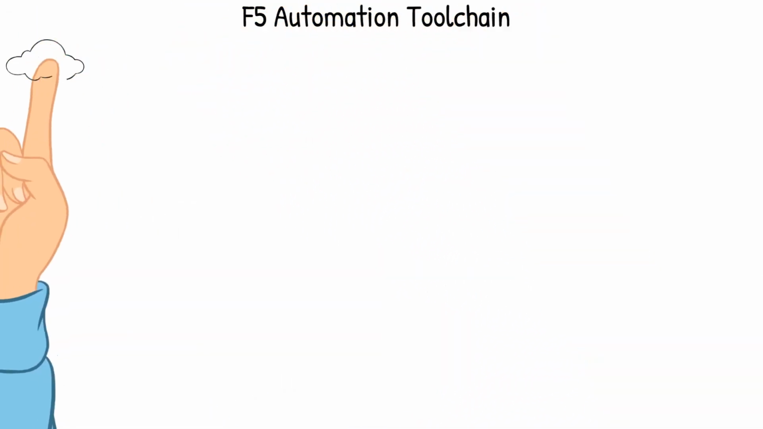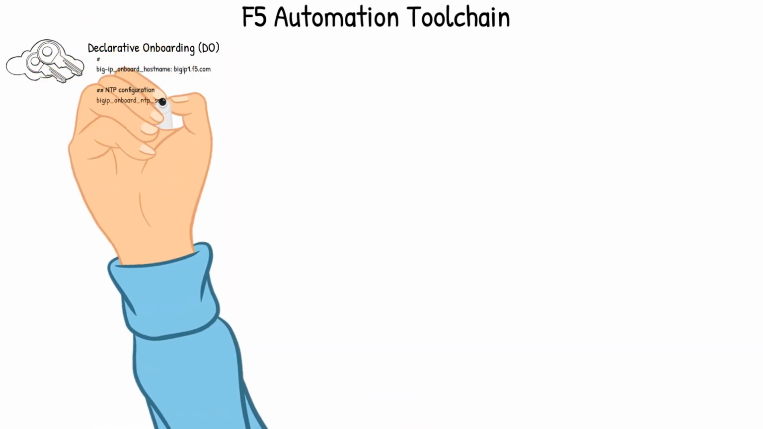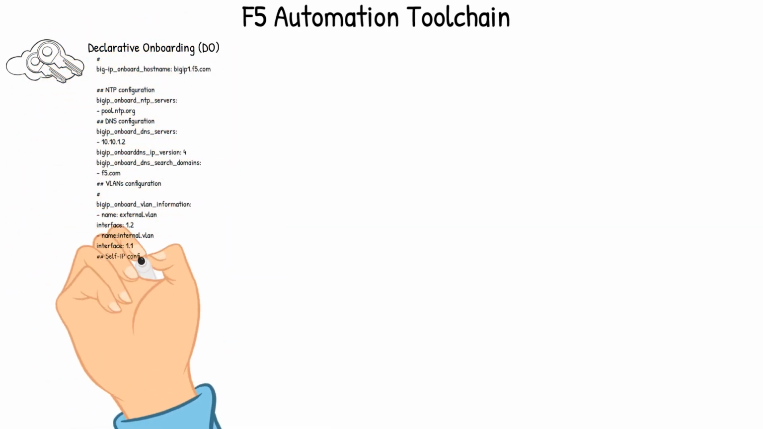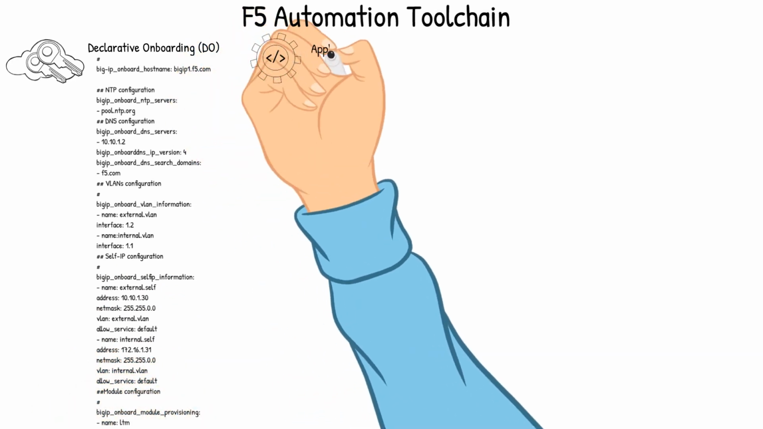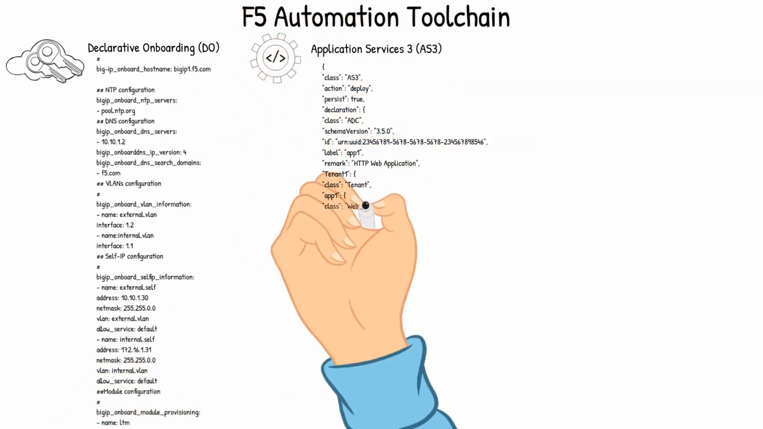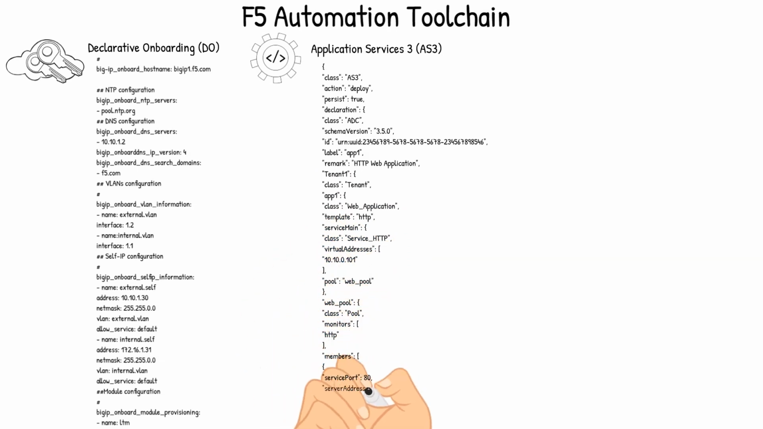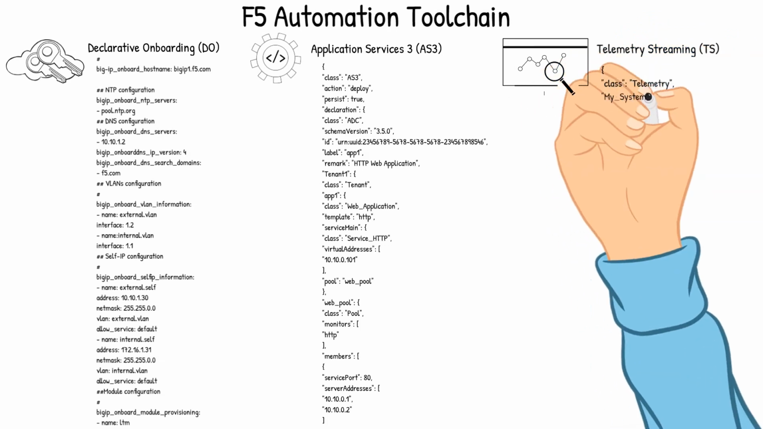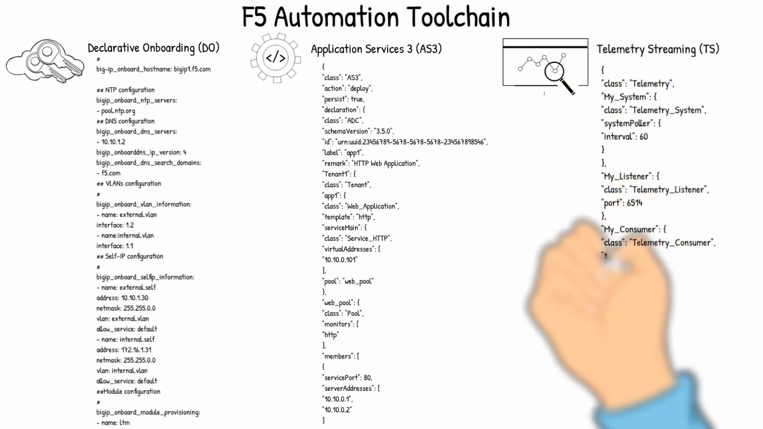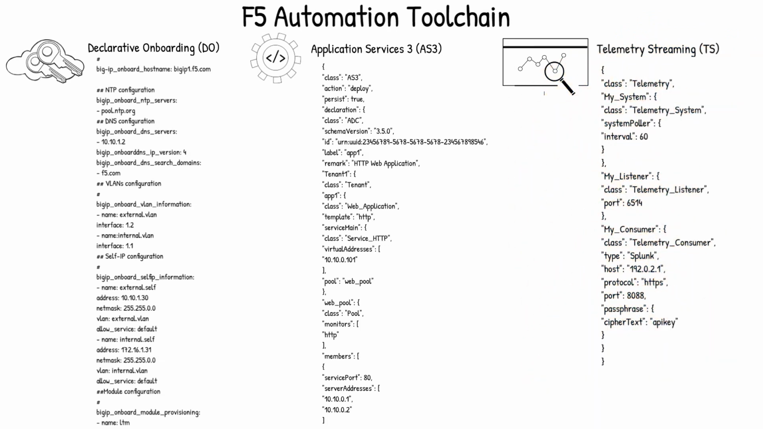F5's Automation Toolchain uses the declarative model and is comprised of the Declarative Onboarding extension for the base network configuration of a BIG-IP, the Application Services 3 extension to provide the application configurations within the BIG-IP, and the Telemetry Streaming extension to provide the BIG-IP the capability to send information to third-party applications to consume the data for analytics and visibility. How does each extension play a part in the automation toolchain?